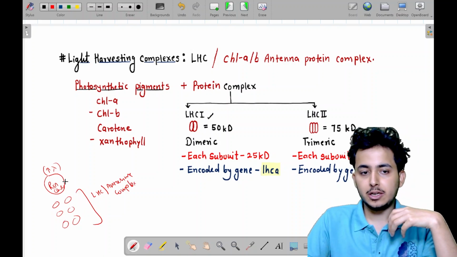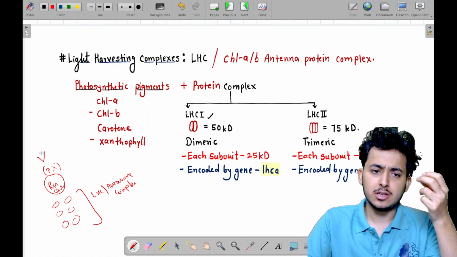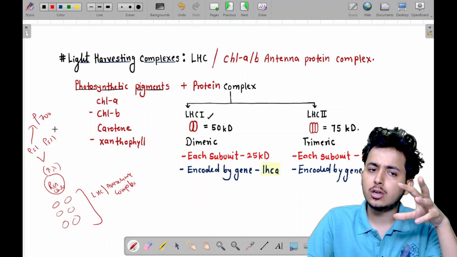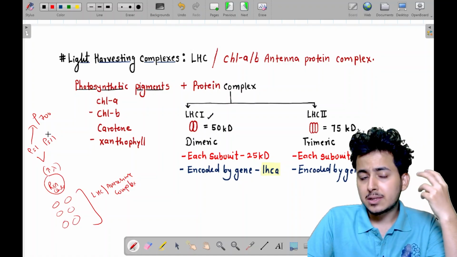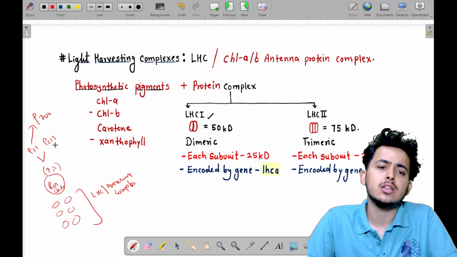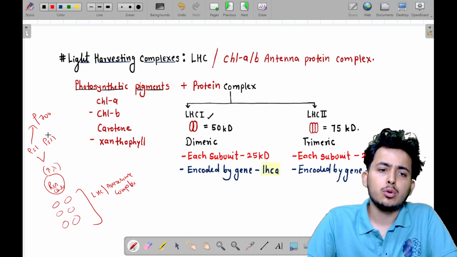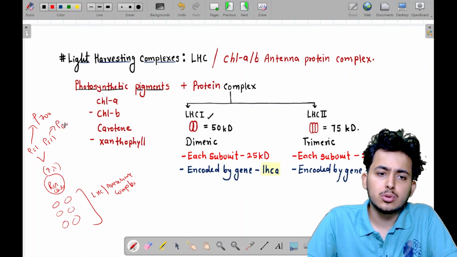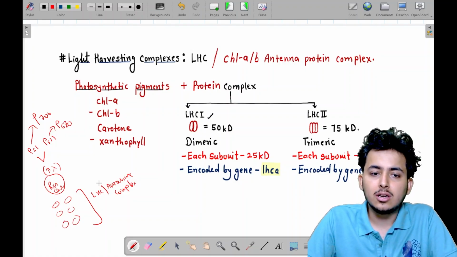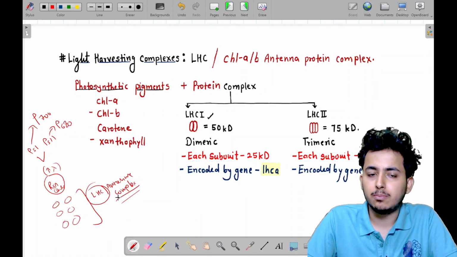Basically, your reaction centers are of two types. One is PS1, another is PS2. PS1 is also called P700 because the maximum absorption is at the specific wavelength at which the reaction center of PS1 absorbs light, that is 700 nanometers, and for PS2 it is 680 nanometers, so it is also called P680. So this is the reaction center, and these are the light harvesting complex or antenna molecules.